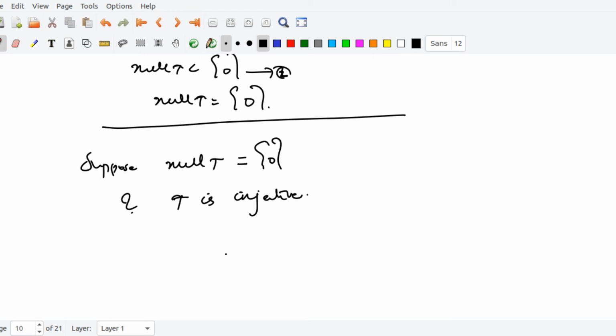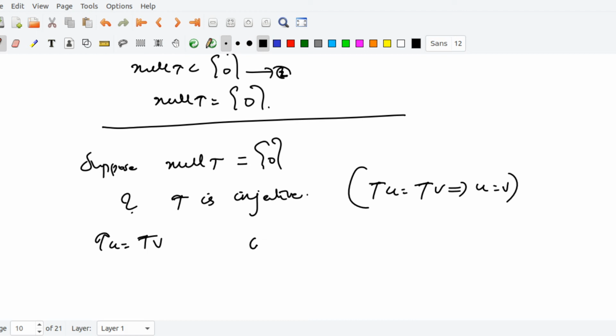Injective means we have to show that whenever Tu equals Tv, then u equals v. So it is to prove that Tu equal to Tv implies u equal to v. Okay. So assume Tu equal to Tv for arbitrary elements u and v.